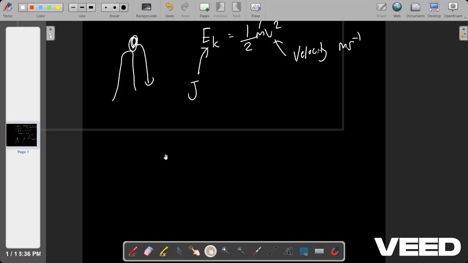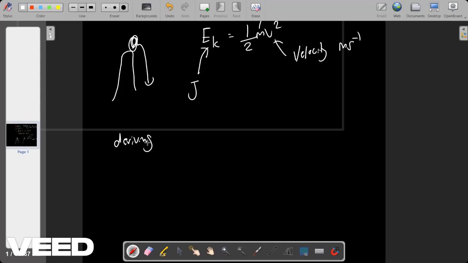Now let's derive the kinetic energy equation, right? Deriving kinetic energy equations.